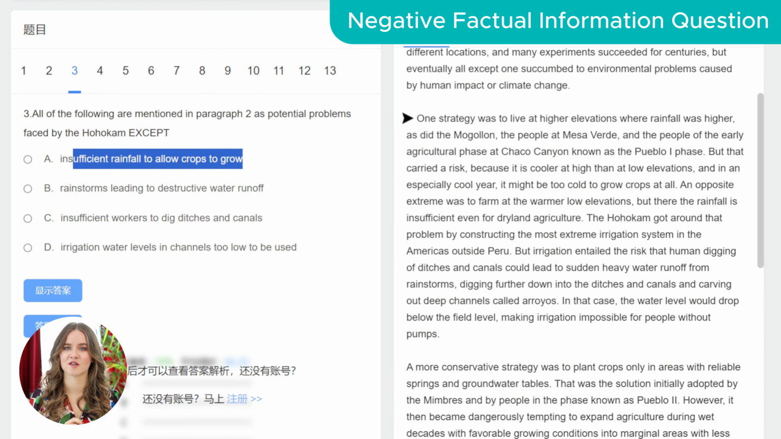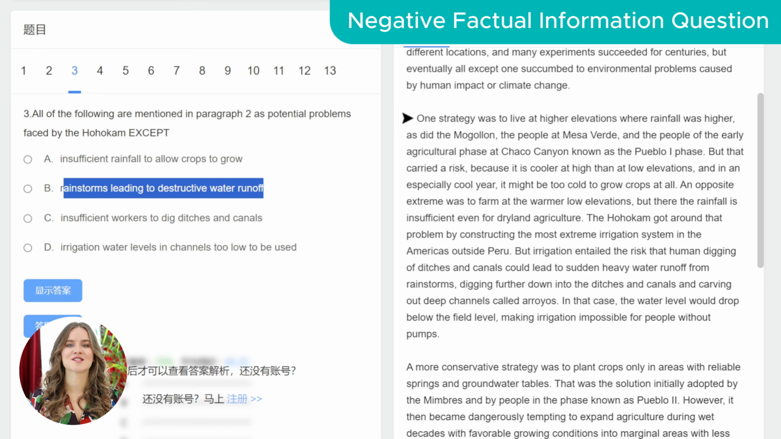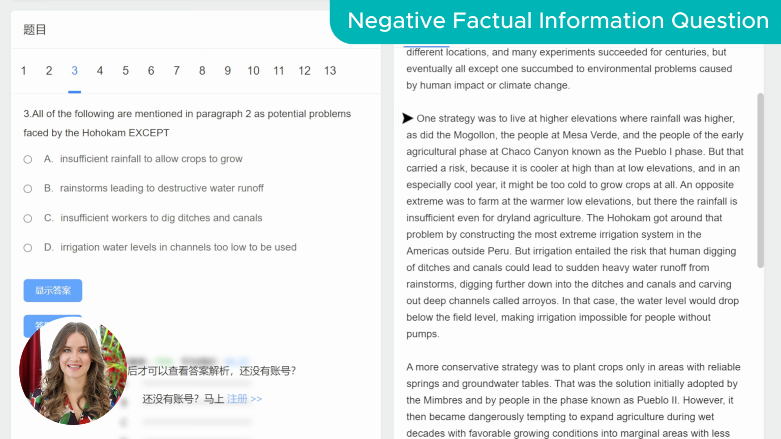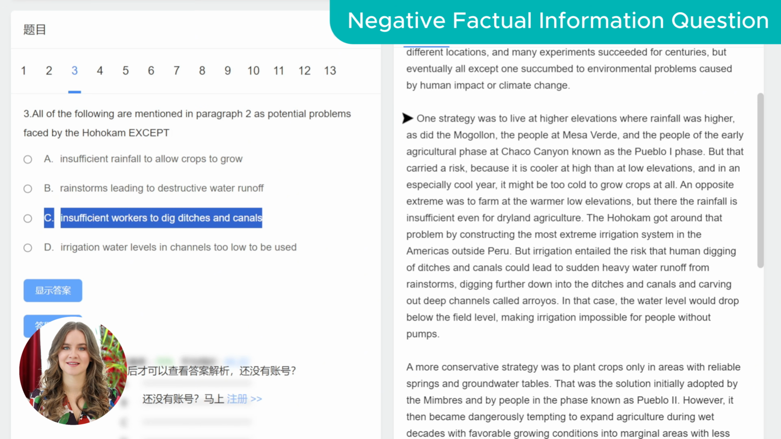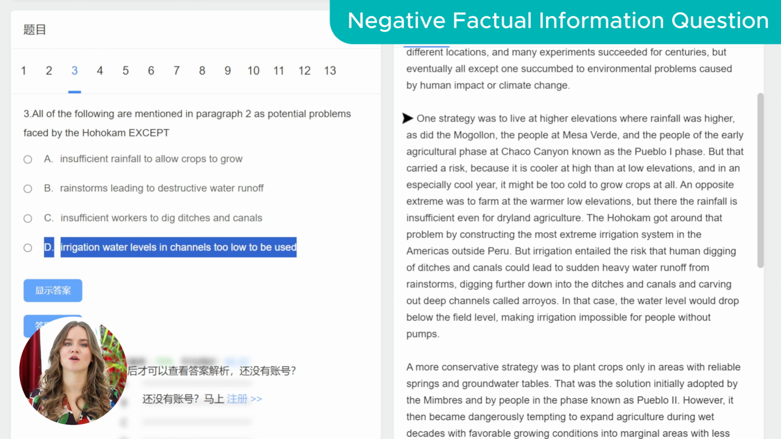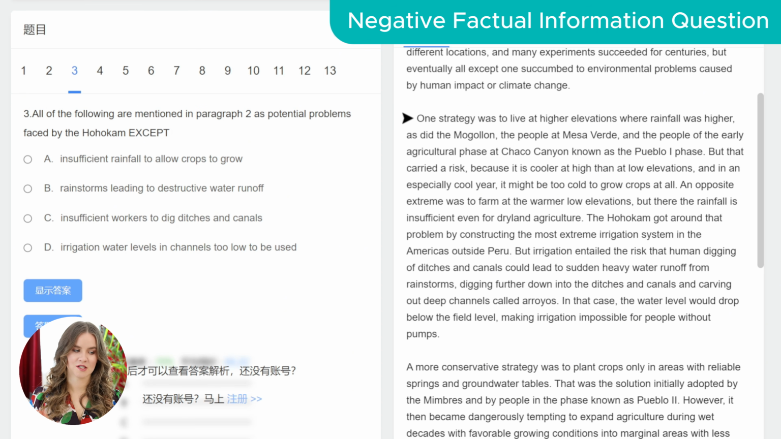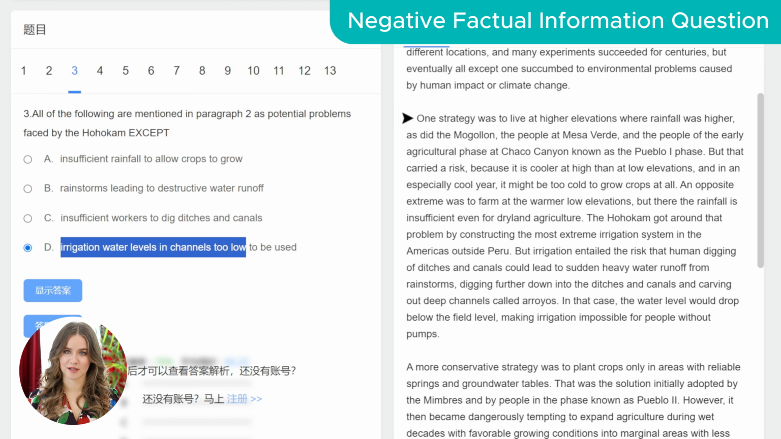A. Insufficient rainfall to allow crops to grow. B. Rainstorms leading to destructive water runoff. C. Insufficient workers to dig ditches and canals. And D. Irrigation water levels in channels too low to be used. So we have insufficient rainfall, rainstorms, insufficient workers, irrigation water levels that are too low.